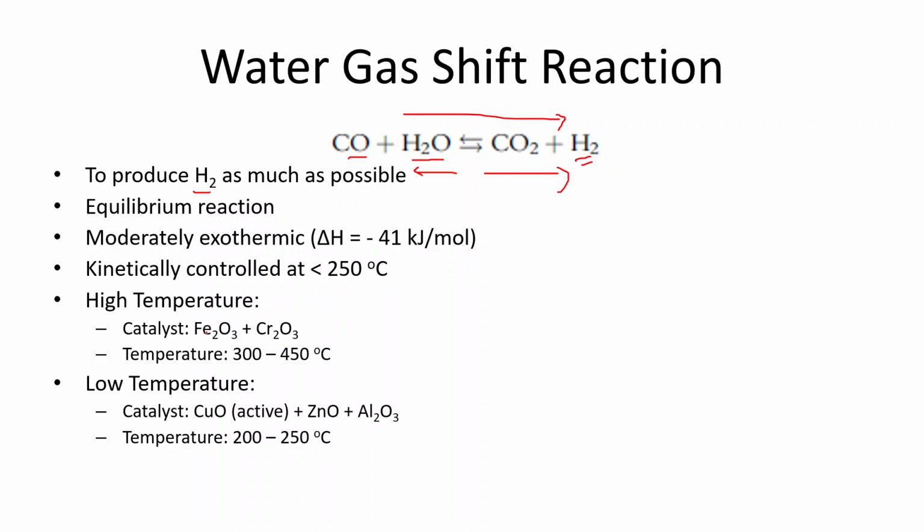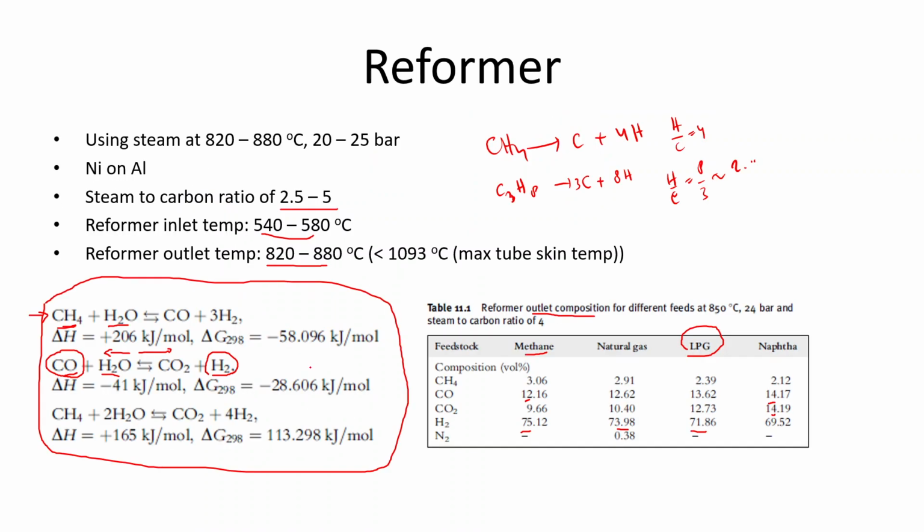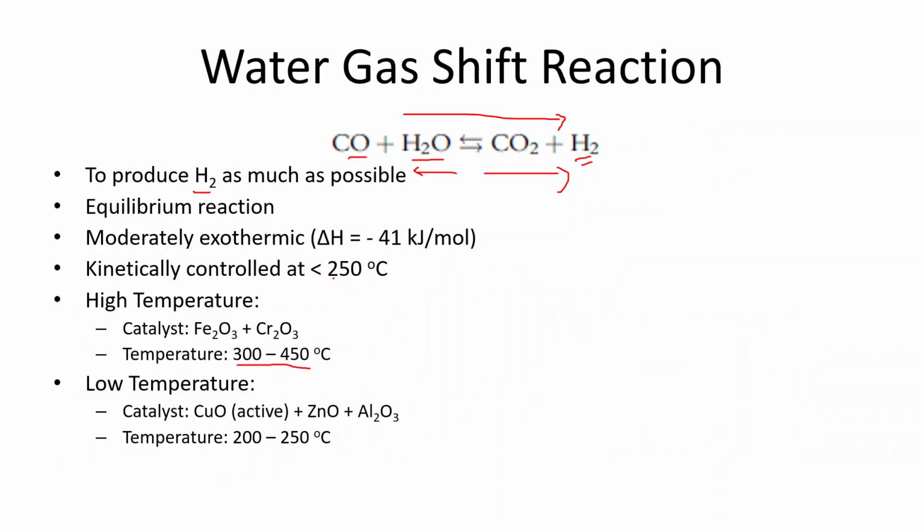Typically they have iron oxide and chromium oxide as the catalyst, and the temperature is about 300 to 400 degrees C. Remember that the outlet temperature of that reformer is about 800 degrees C. So they generate the steam in such a way that the outlet temperature of that steam generator is about 400, and then they put it into this high temperature reactor to produce hydrogen as much as possible.